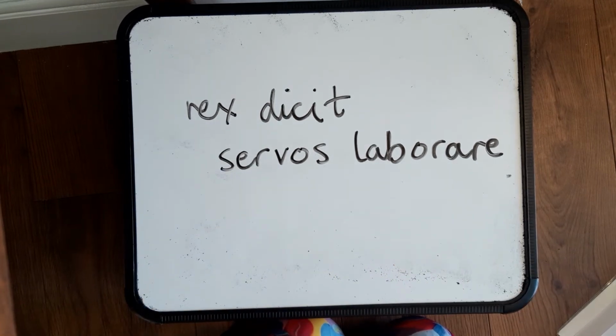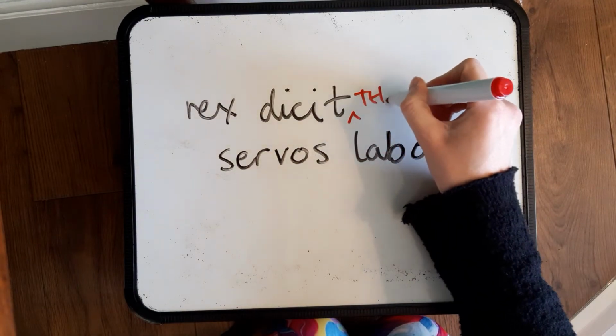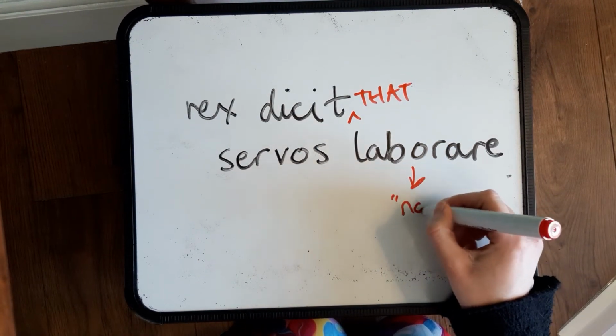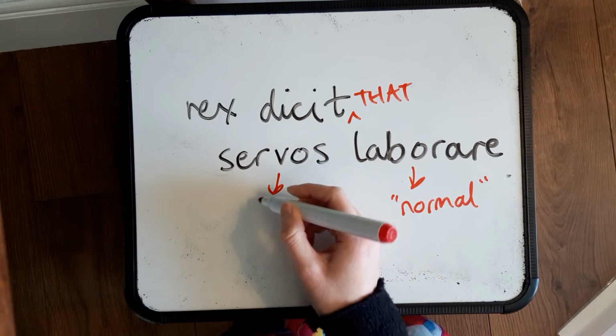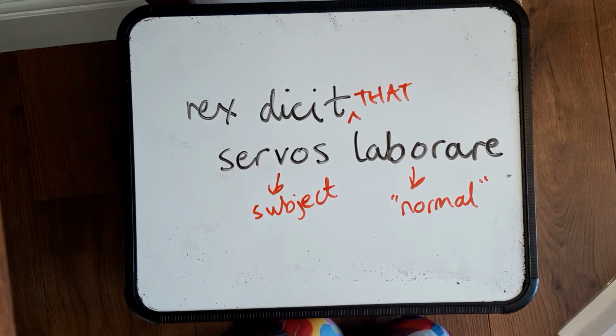Now, have a little think about this one yourselves. See if you can think of how you might translate this into nice English. So remember to insert the that right here. Remember to translate the infinitive as a normal verb. And remember that this little accusative here becomes the subject. If you want to pause it, have a think about how you might translate this, and then I'll answer it myself and you can check.